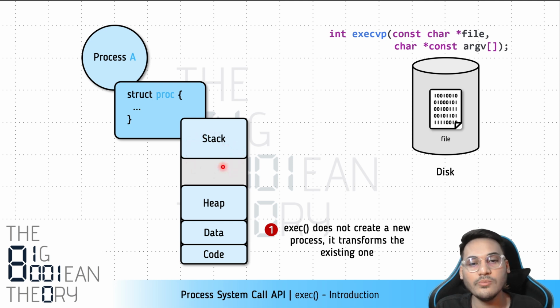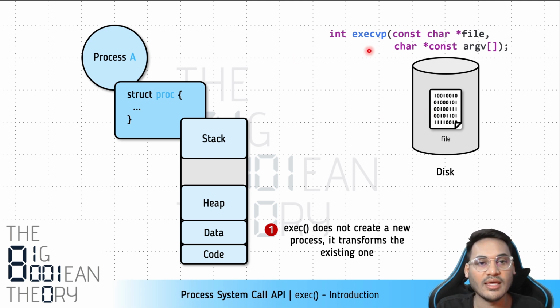How will it be transformed? We will use the file that has been specified in the exec system call. This is the program, the binary executable file residing on the disk. It has the executable code, the data, all of this bundled into a file. This is the new program that we want to execute. The program that was being executed till now is a different one from the one that we want to execute.